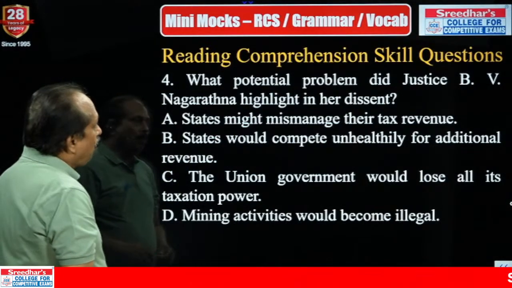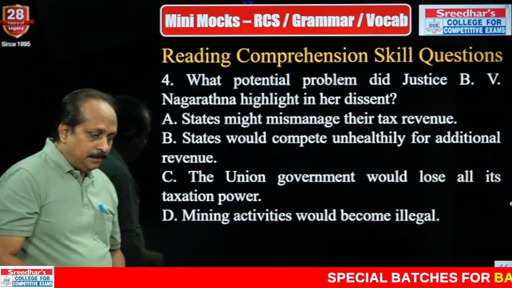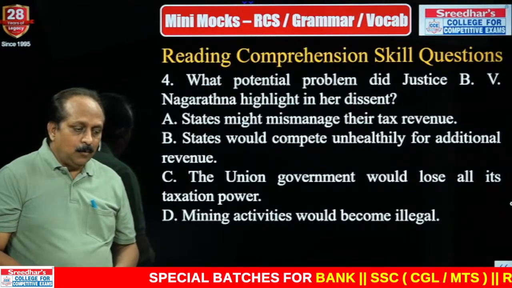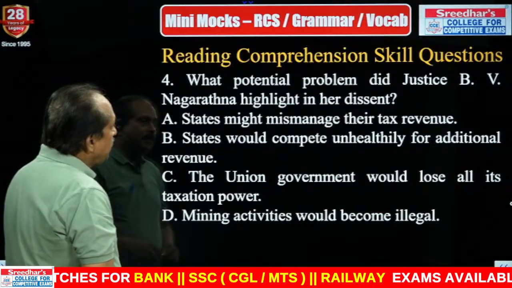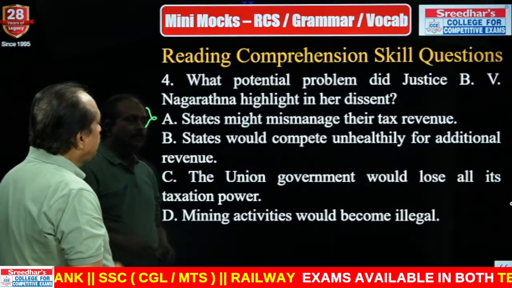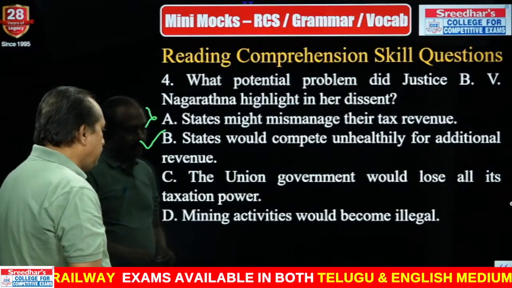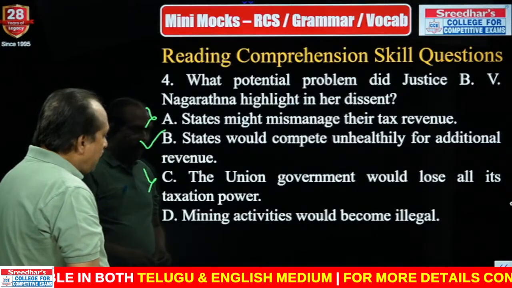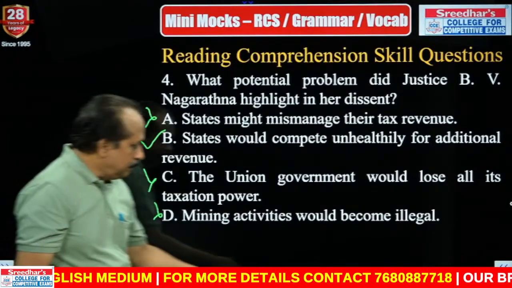What potential problem did Justice B.V. Nagarathna highlight in her dissent? One particular justice opposed, there was a dissent. And what was the apprehension? What was highlighted? States might mismanage their tax revenue. States would compete unhealthily for additional revenue, mentioned. The union government would lose all its taxation power. Mining activities would become illegal. No, the answer is again B.